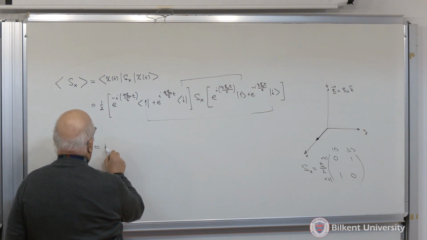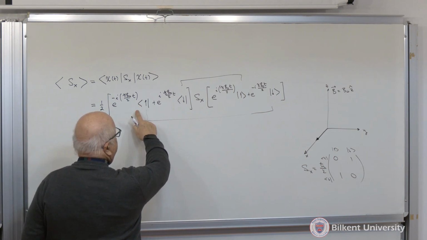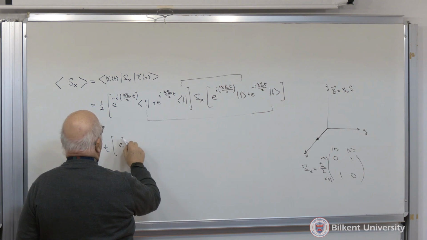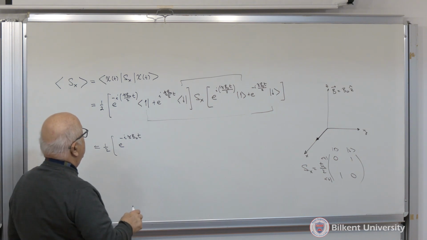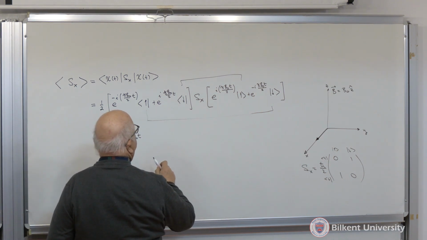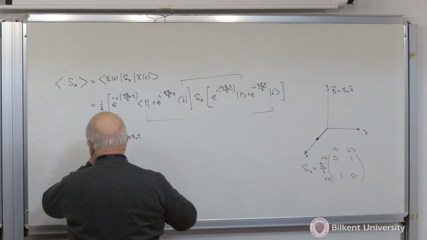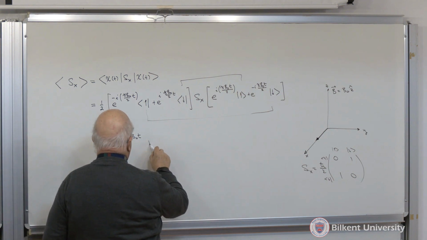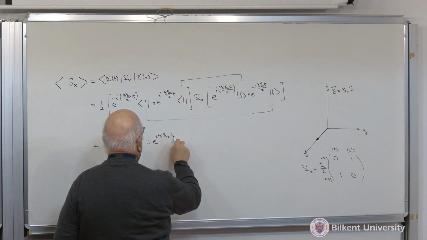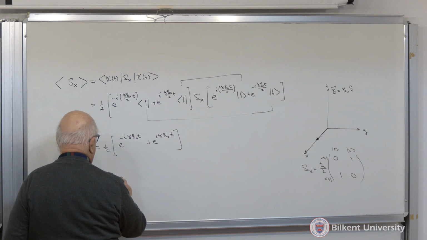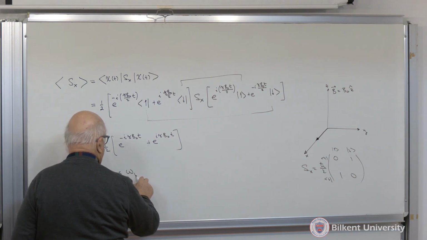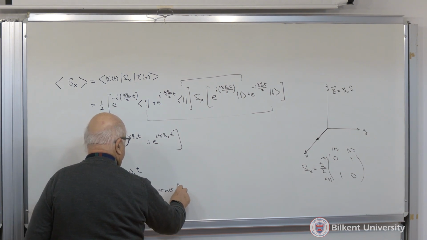So what do I get? I get 1 over 2. The inner product of this with that gives me e to the minus I gamma b0 t. And then the other one gives me e to the plus I gamma b0 t. So indeed I get a cosine function. So I get cosine omega L t, where omega L is this quantity gamma times b0, which is called the Larmor frequency.